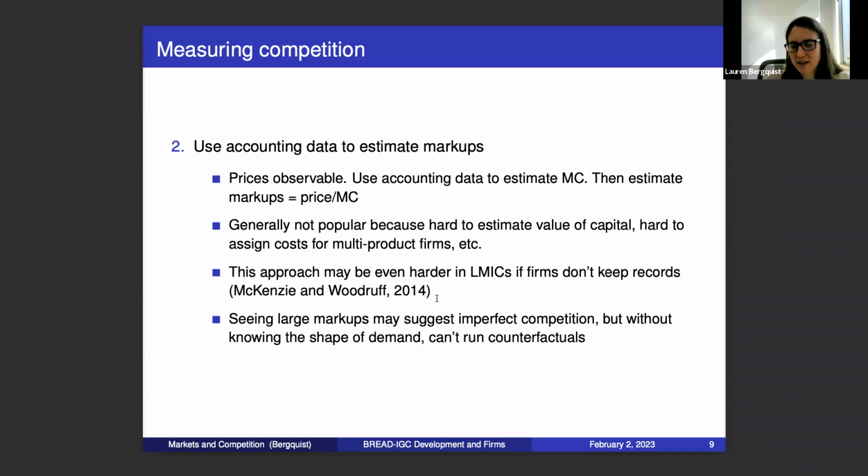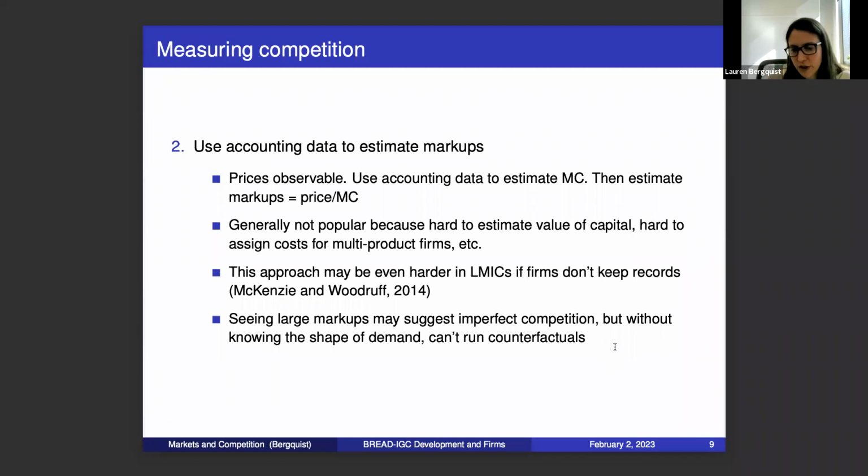And then you mentioned, I think this is certainly true, this approach is probably even harder in the development context, right? Many firms don't keep records. In fact, there's this whole literature on how do we convince firms to keep records. So for the development context, it's not just the value of capital, it's even the value of materials and labor that can also be hard to measure.